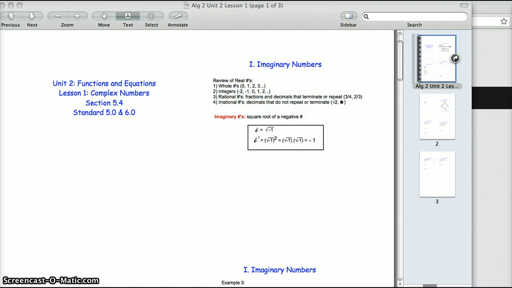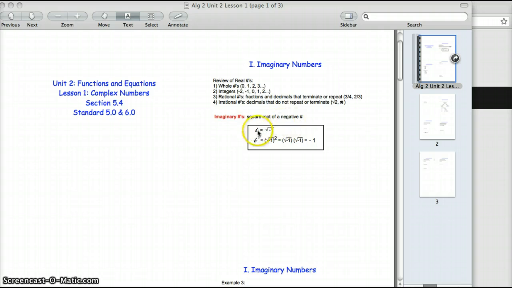Okay, we're going to start with Unit 2, Lesson 1. And Unit 2 is going to be on complex numbers. So we've gone through what whole numbers are, integers are, rational numbers, and irrational numbers. And the last that we're going to talk about is imaginary numbers. Now, imaginary numbers are the square root of a negative number.